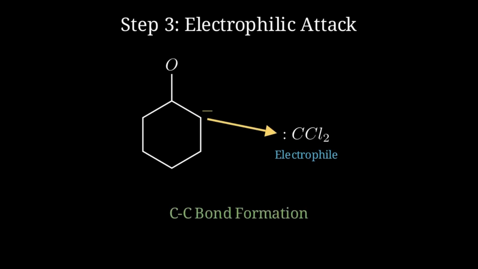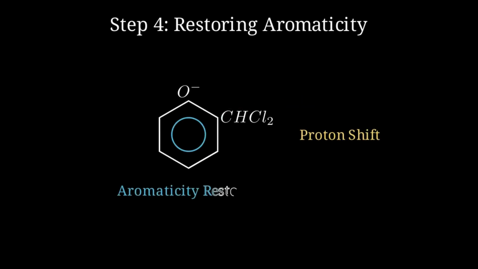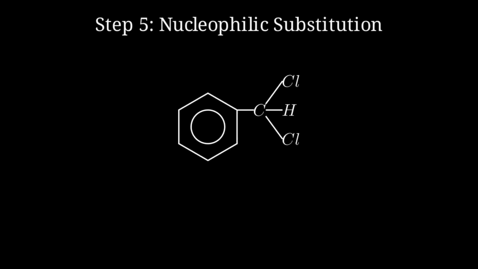This step breaks the aromaticity of the ring temporarily, forming a non-aromatic intermediate with a dichloromethyl group attached to the ortho position. To regain the stability of the aromatic system, a proton is removed from the ortho carbon. The electrons from the C-H bond flow back into the ring, restoring the conjugated pi system and resulting in a substituted phenoxide intermediate. The dichloromethyl group now undergoes alkaline hydrolysis.